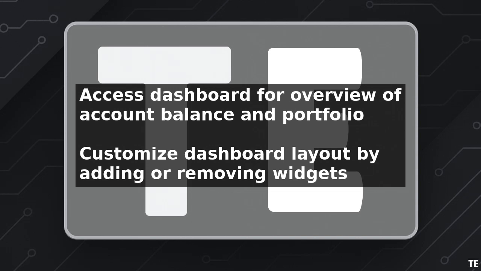To access the trading platform, click on the Trade button, which will take you to the order entry screen. Here, you can enter buy or sell orders, set price alerts, and monitor market data in real time. The platform also offers advanced trading tools, including technical indicators and charts, to help you make informed investment decisions.